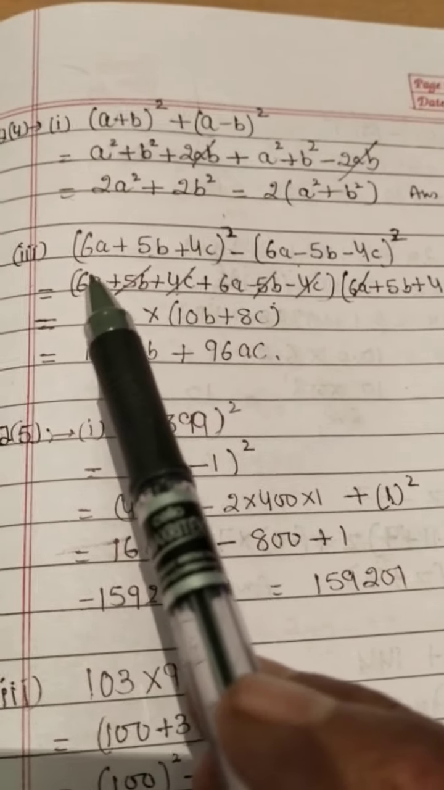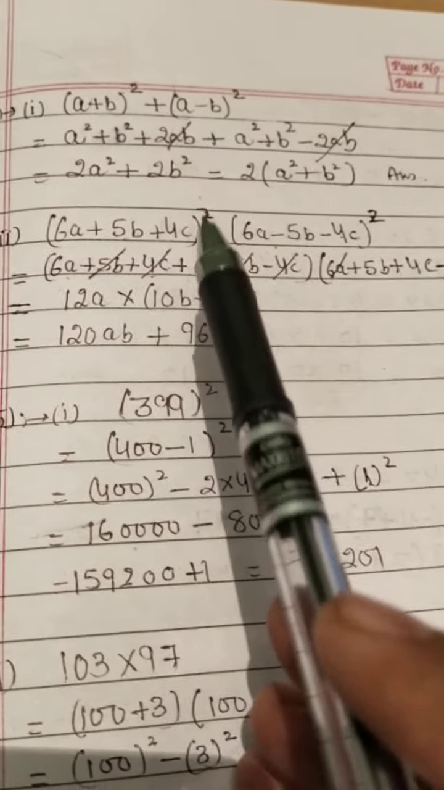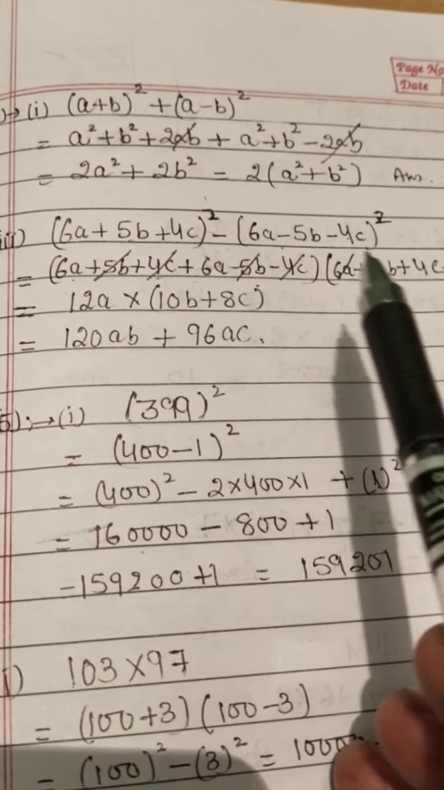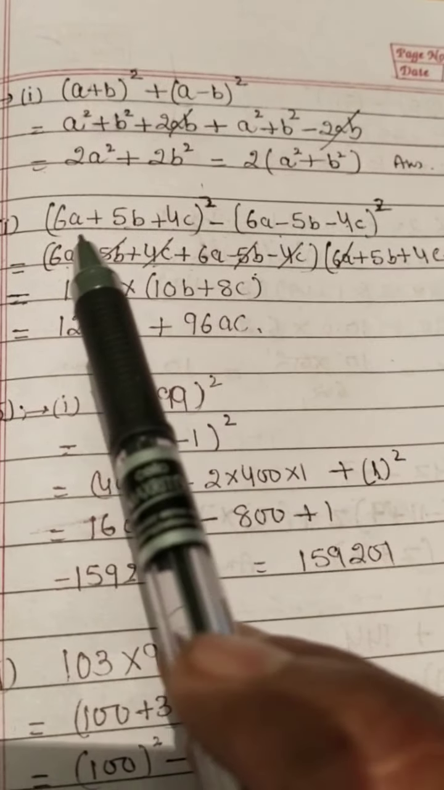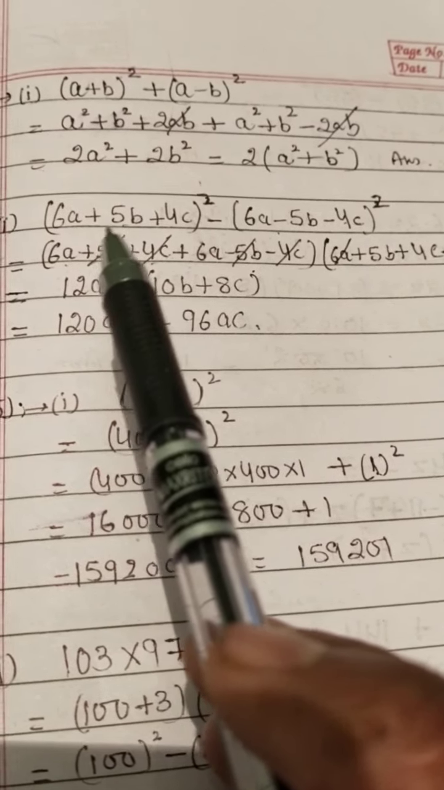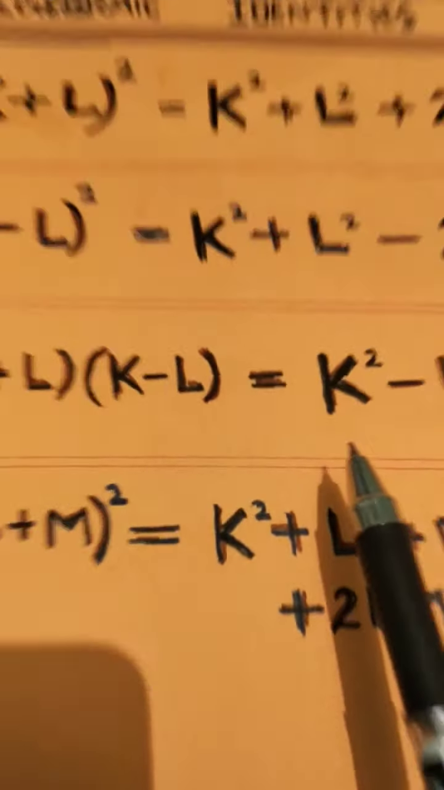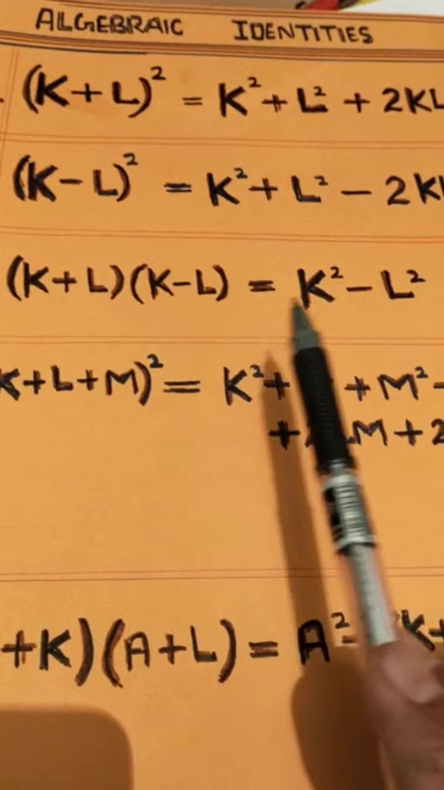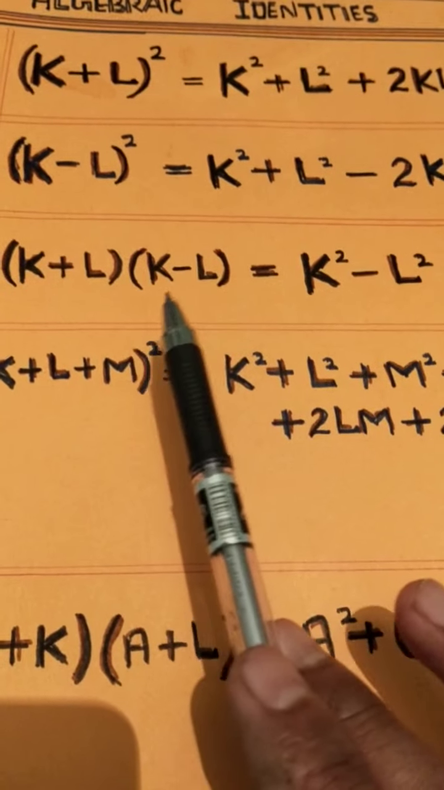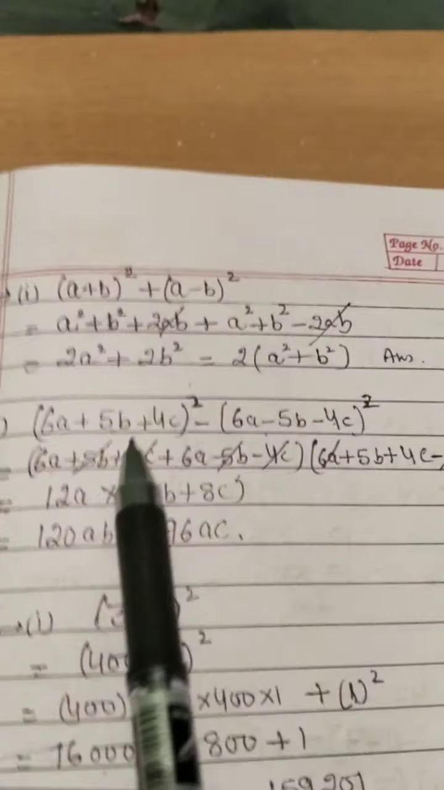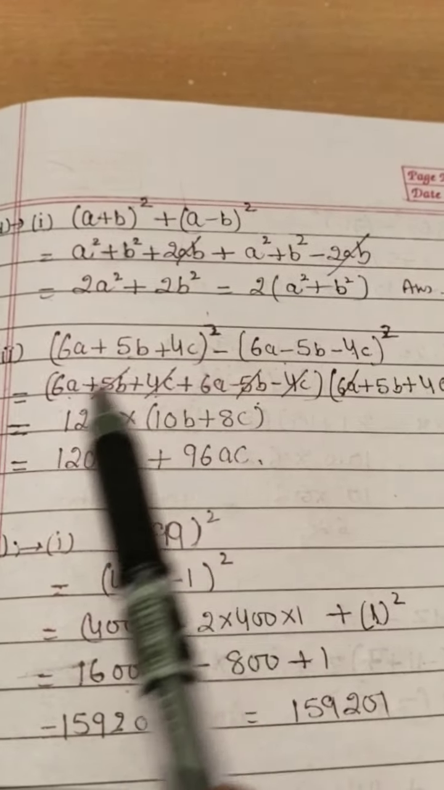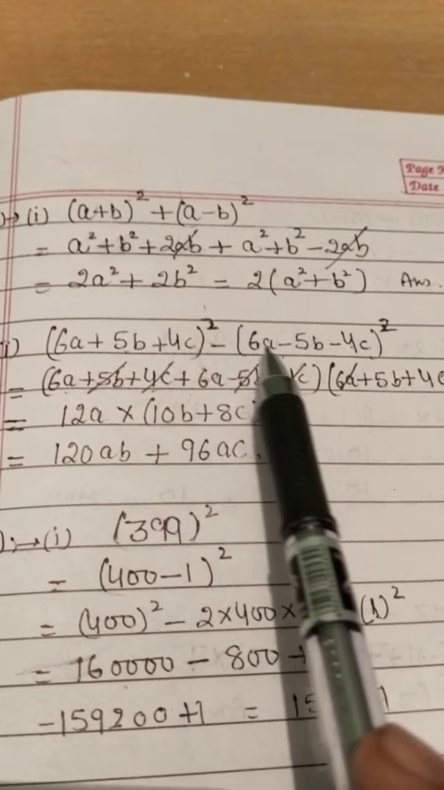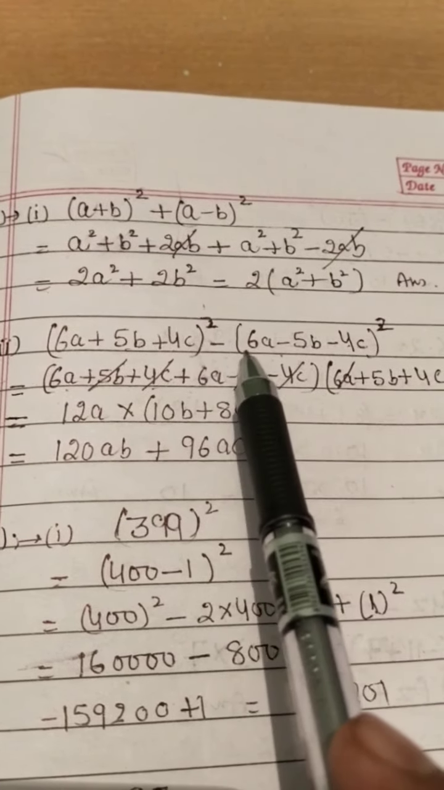Next, third part, (6a plus 5b plus 4c) whole square minus (6a minus 5b minus 4c) whole square. Take your 6a plus 5b plus 4c, your a, and 6a minus 5b minus 4c, your b. a square minus b square. So start from this side. a square minus b square is equal to (a plus b) into (a minus b). k square minus l square is equal to (k plus l) into (k minus l). So here a is your this whole 6a plus 5b plus 4c plus b. Write in plus. You can write their sign as it is.